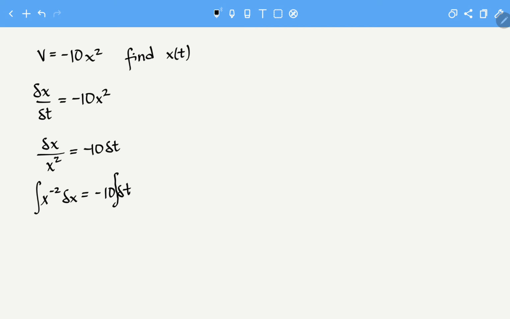So now if we use our power rule, remember our power rule says if we integrate x to the n, dx obviously, is going to equal x to the n plus 1 divided by n plus 1. So on this side, our n is now a minus 2. So we're going to have x, well, minus 2 plus 1 is negative 1, divided by negative 1, equals, and then this is a negative 10, and then the integral of dt, well, that's really just 1, okay?